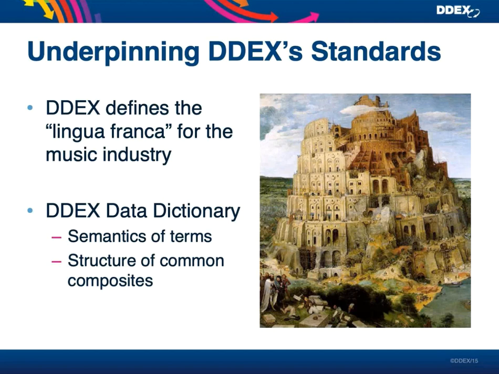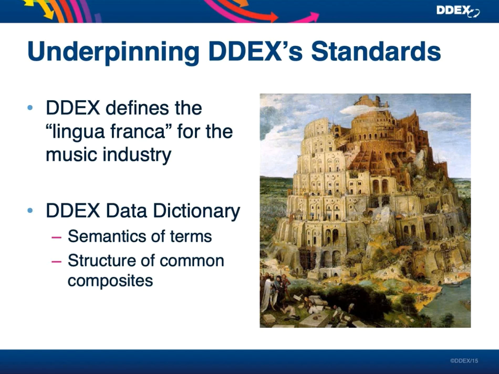So pretty much the last thing that I will say is that the thing that underpins our standards more than anything else is the data dictionary, the DDEX data dictionary. It contains all the semantics for all of the terms that appear in all of the messages, and it shows the common structures that we use for certain types of composites, particularly things that appear in more or less every message, like parties. How do you describe a party? How do you describe a sound recording or a musical work? And the structure of those is within the data dictionary.